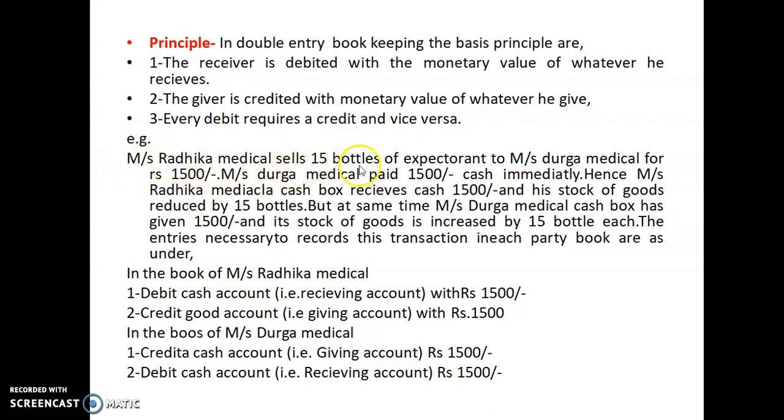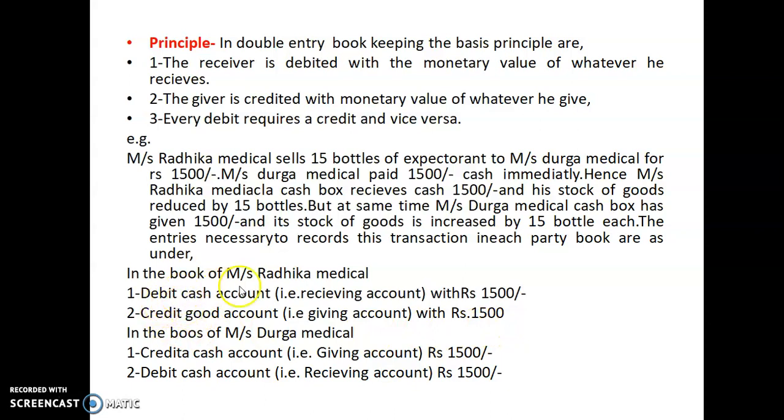M/S Radhika Medical sells 15 bottles of expectorant to M/S Durga Medical for rupees 1500. M/S Durga Medical paid 1500 cash immediately, and Radhika Medical's cash box receives 1500 and its goods stock is reduced by 15 bottles. At the same time, Durga Medical's cash box gave 1500 and its stock of goods increased by 15 bottles. The entries necessary to record the transaction in each party's book are as follows. In the book of Radhika, debit cash account, that is the receiving account, with rupees 1500, credit goods account, that is the giving account, with rupees 1500.